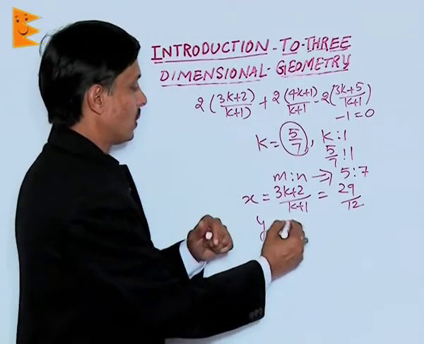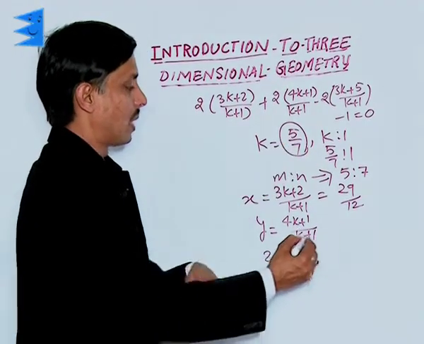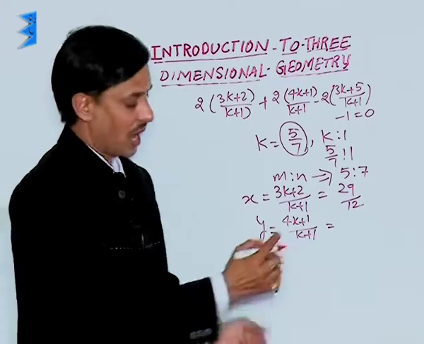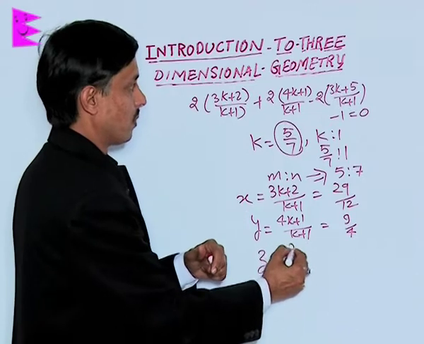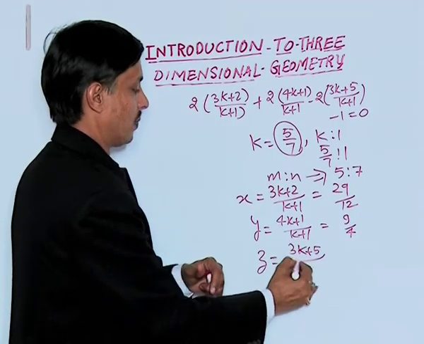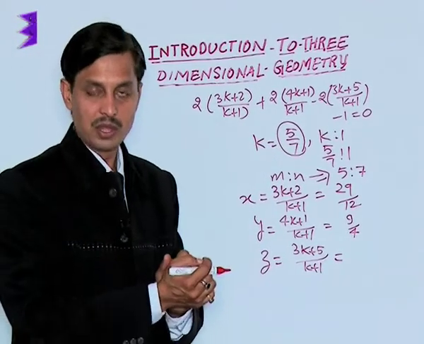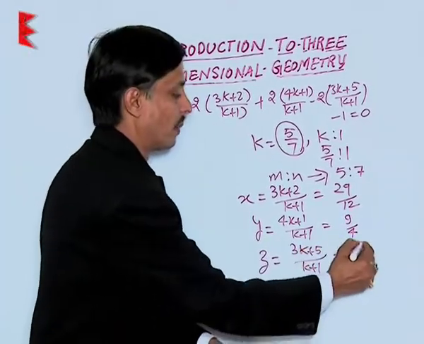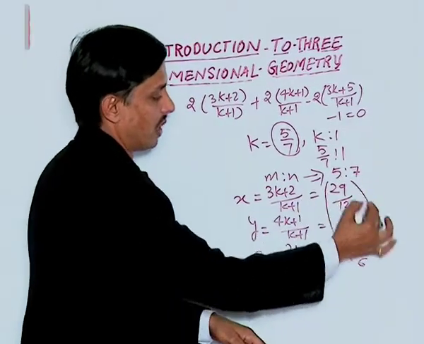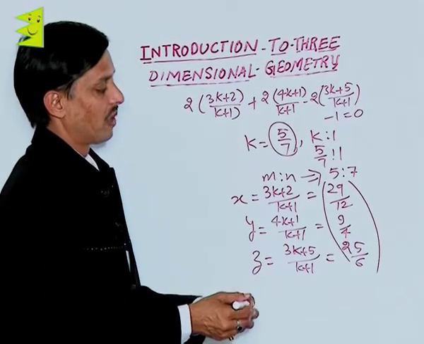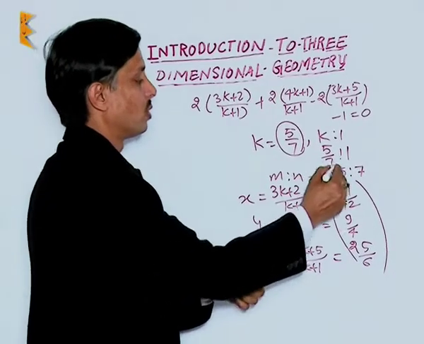Similarly, y was (4k + 1) upon (k + 1). Here k is also 5 by 7. If I put this, I will get 9 by 4. Similarly, the value of z was (3k + 5) upon (k + 1). If the value of k is 5 by 7, the answer will be 25 by 6. Hence, the coordinates of that point are 29 by 12, 9 by 4 and 25 by 6, and the required ratio will be 5 is to 7.